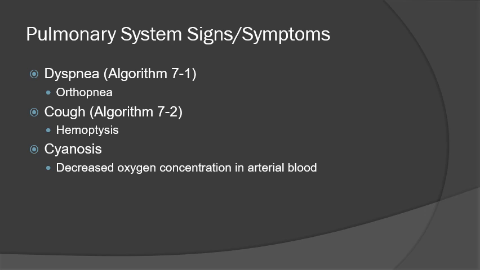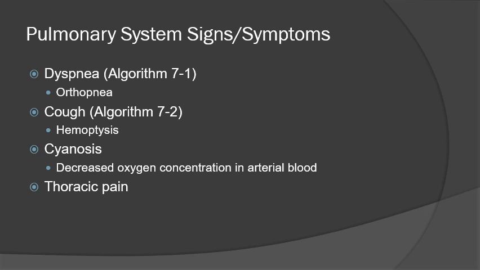Cyanosis is a decrease in oxygen concentration in the arterial blood. So what you'll see with that is a bluish tint in the fingernails, the lips, or the face. And that's going to happen when oxygen saturation decreases below 85%. So if you have a sudden case of that, that's going to be a medical emergency because you have a significant decrease in oxygen concentration.